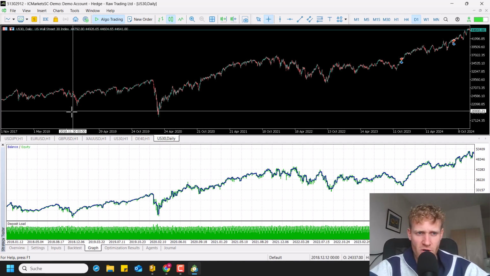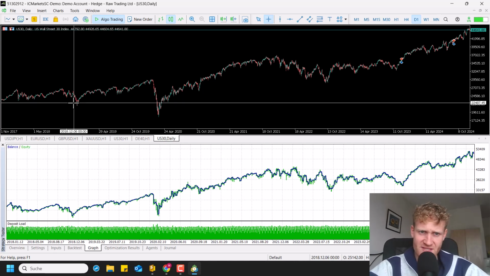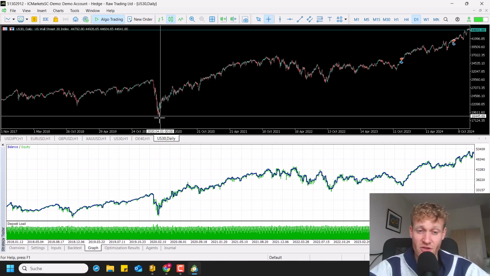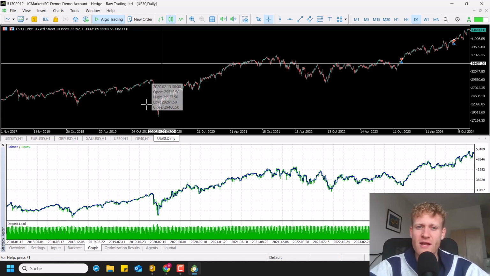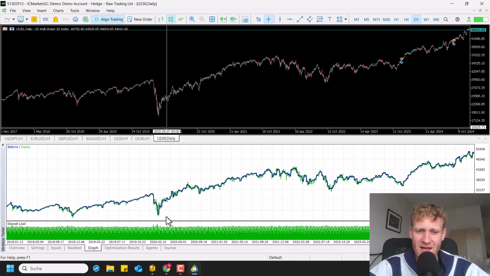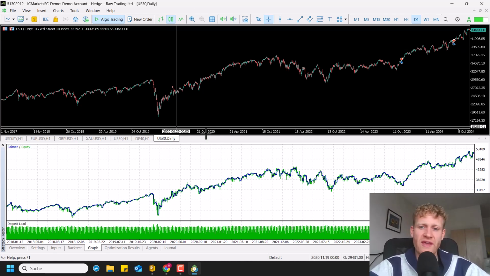Have a look at this drawdown here, for example. This looks pretty similar in the test, actually. But this drawdown here, the COVID drawdown, and this is also what I showed you before. There was, for example, this really, really big gap over the weekend. And the drawdown in the test here, if we exclude the weekends, is a lot smaller, which is a great thing, I would say.